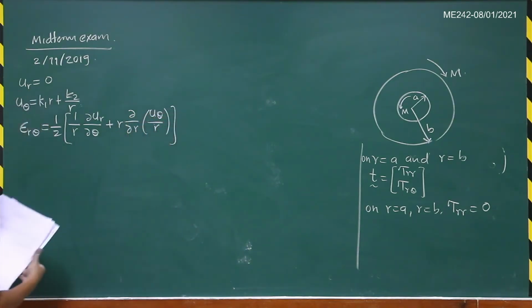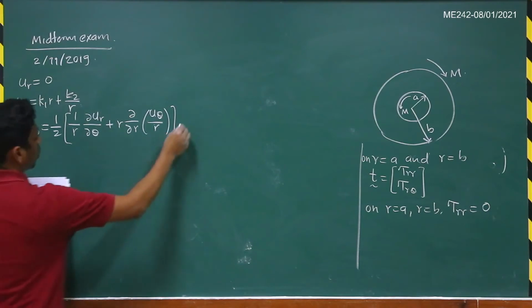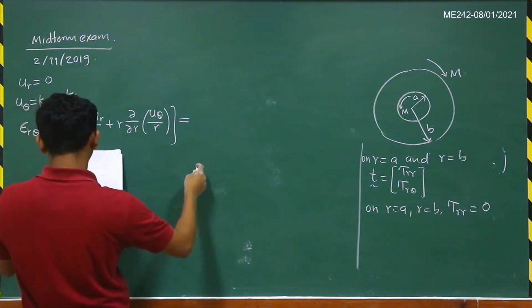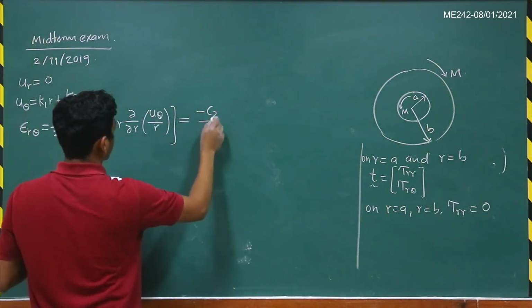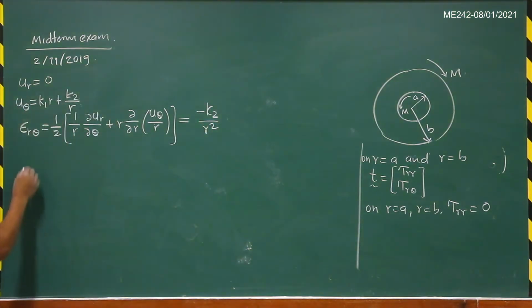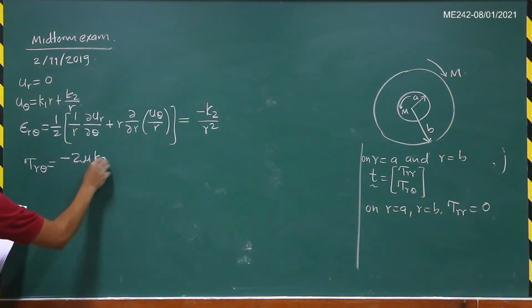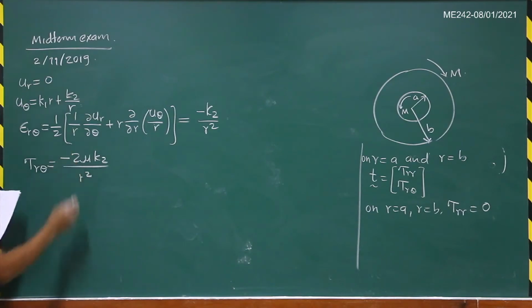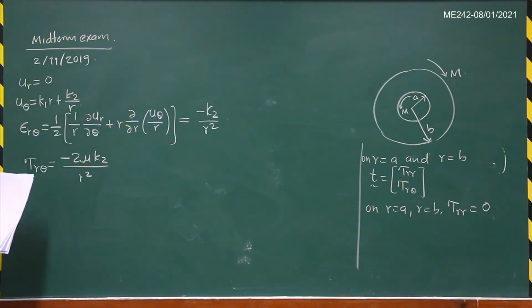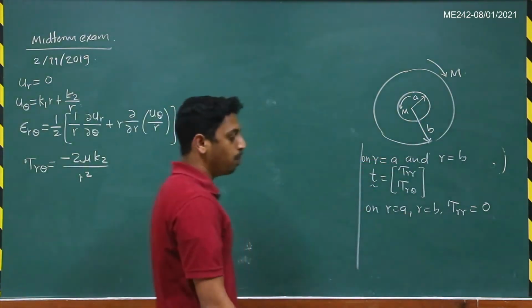So from this expression we get epsilon_r theta equal to minus k2 over r squared. From that we get tau_r theta equals minus 2 mu k2 over r squared. So we have got an expression for tau_r theta. Now we use this tau_r theta for the boundary condition which involves the moment.